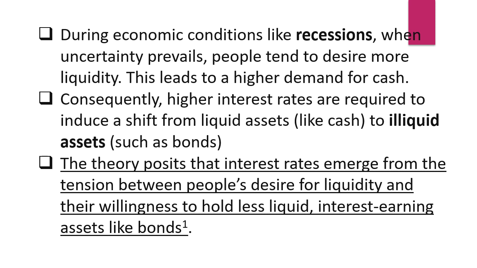The theory says that interest rates emerge from the tension between people's desire for liquidity and their willingness to hold less liquid, interest-earning assets like bonds. It is based on the fact that people would like to keep money in cash with them rather than putting it in bonds from which they can earn higher interest. They prefer keeping it in liquid form. So this is what we studied in liquidity preference theory.